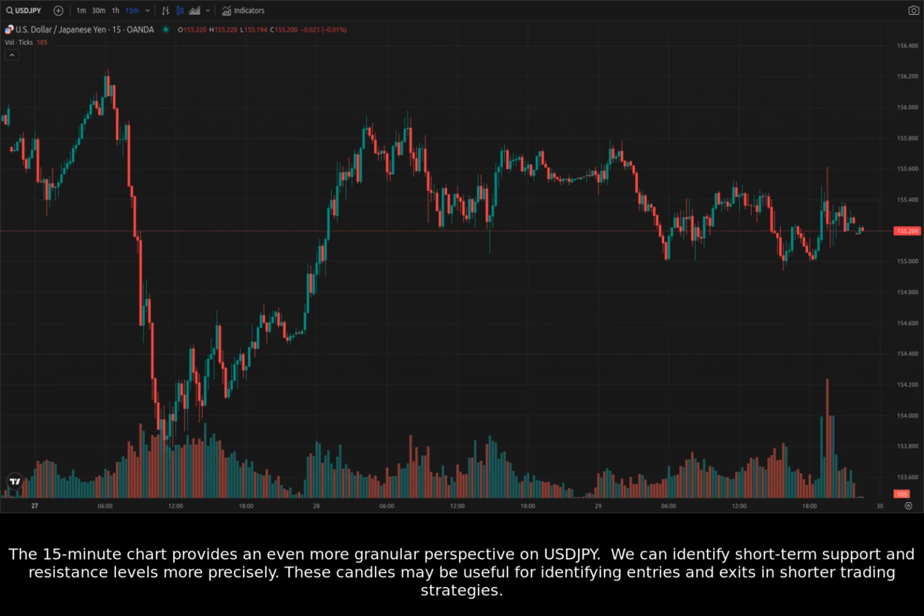The 15-minute chart provides an even more granular perspective on USDJPY. We can identify short-term support and resistance levels more precisely. These candles may be useful for identifying entries and exits in shorter trading strategies.